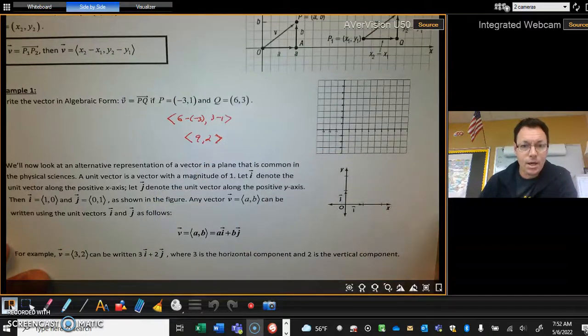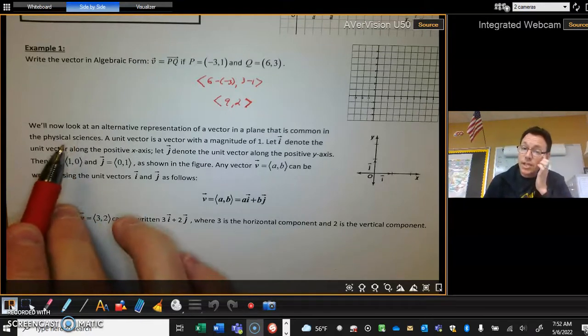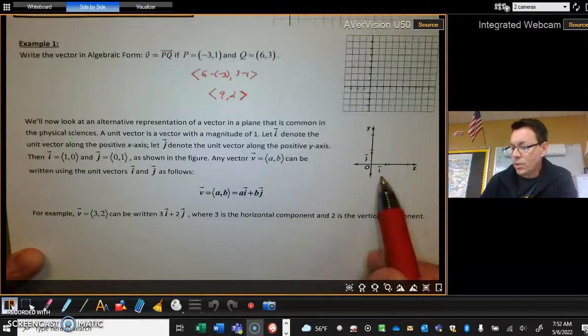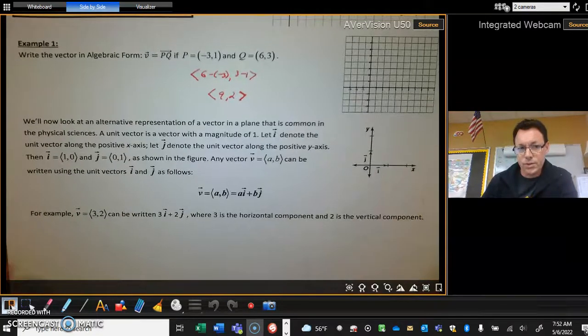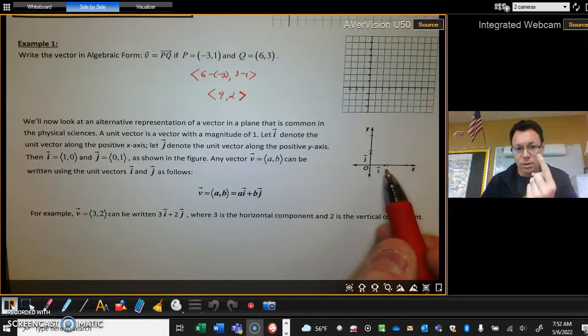Okay? All right. There is a second algebraic way to look at vectors, and that's the thing we're going to talk about next. And this is used a lot in the physical sciences, like engineering. Engineering will talk about vectors this way, and it's by using what are called unit vectors. So first let me explain what that is. A unit vector is a vector that is 1 unit long.